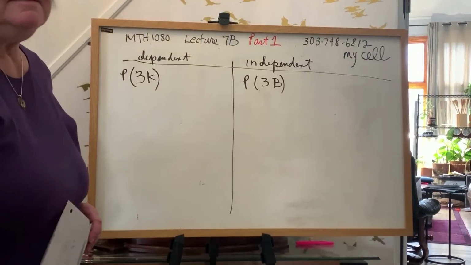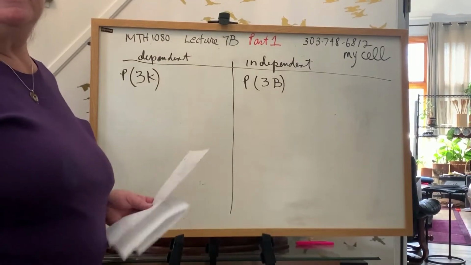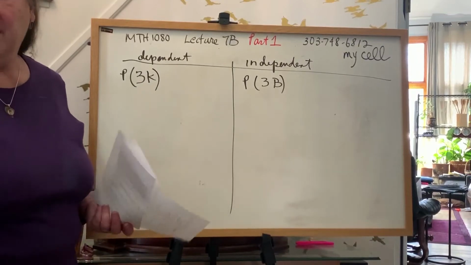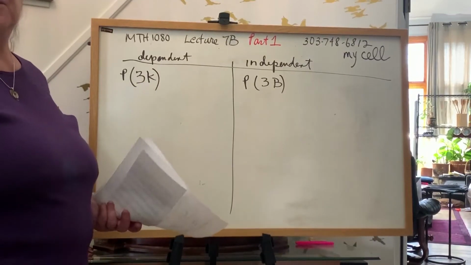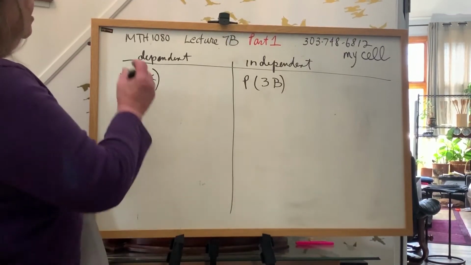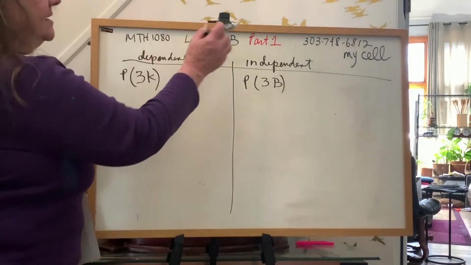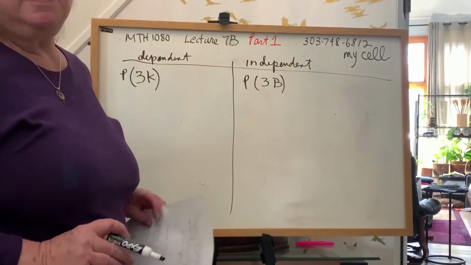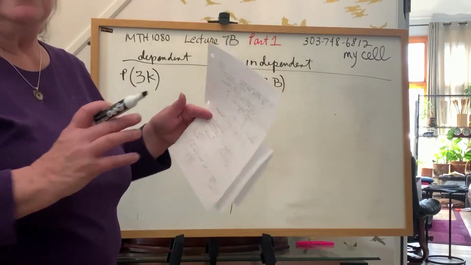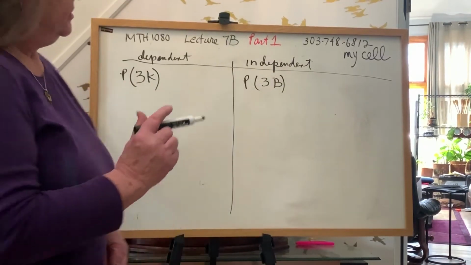Good morning, class. I'd like to review 7B. We talked about it a little bit before the break, so I'm going to treat this as a review session. We have dependent and independent events, and this is all happening at once with similar items, okay?